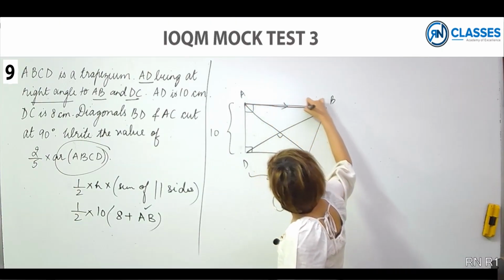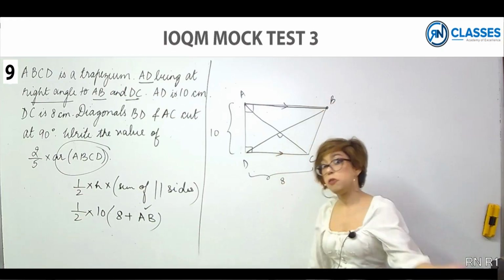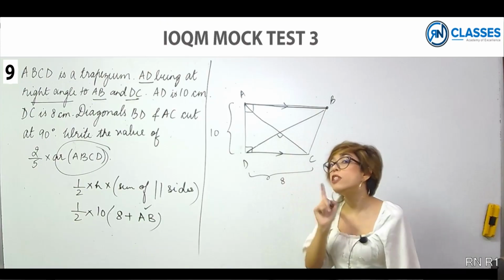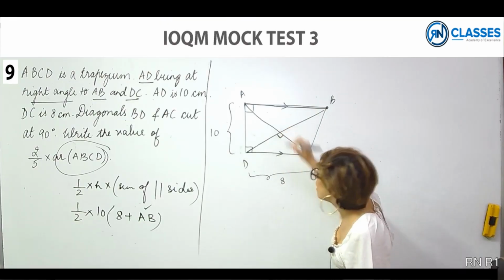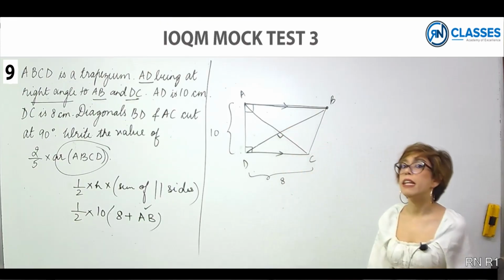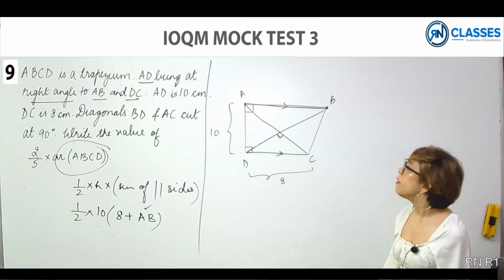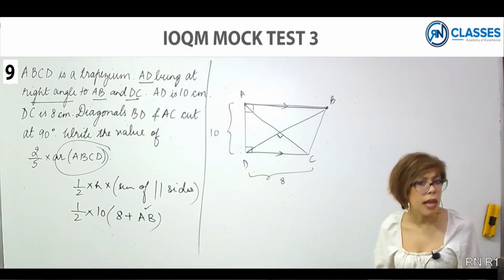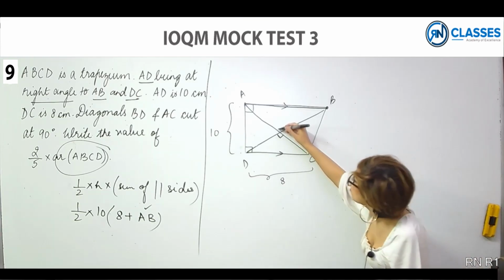Mind it, I have to make use of the fact that it is a trapezium, that this is 90, this is 90. Also, till now, I have not touched the fact that diagonals intersect at 90 degrees. Now, in how many different ways can I use 90 degrees? First thing that comes to my mind is Pythagoras theorem, right? This is also 90 degrees.